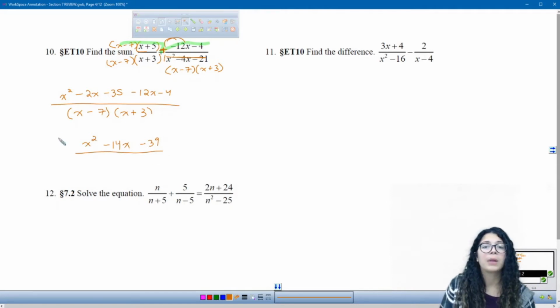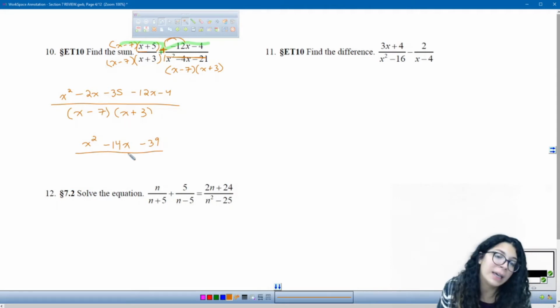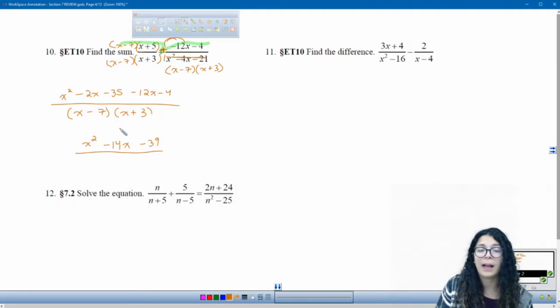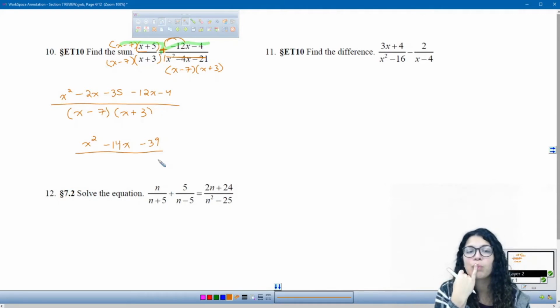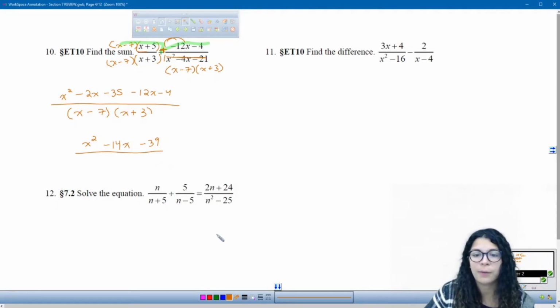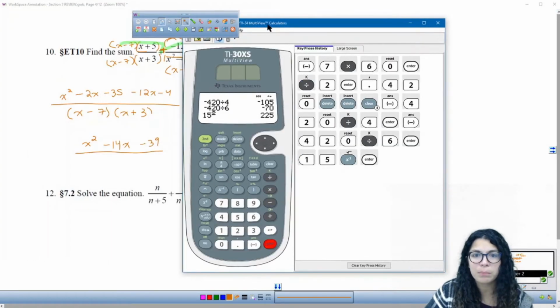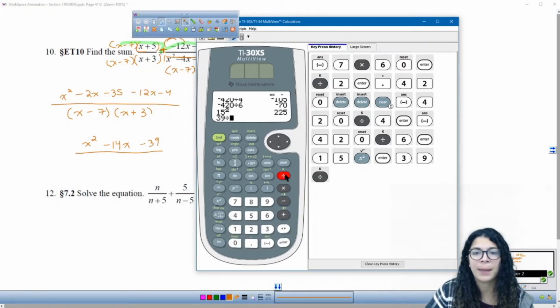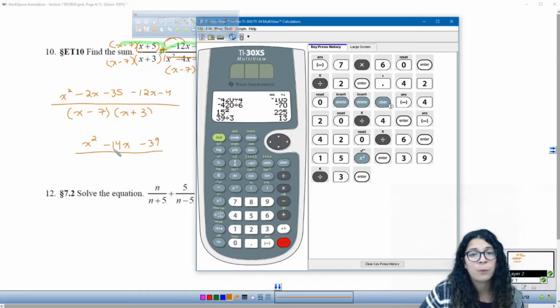And then I should try to factor this numerator to see if there's an x minus 7 factor or an x plus 3 factor. But the numbers that multiply to negative 39 would be negative 3 and 13, right? If we can use our calculator, 39 divided by... it doesn't divide by 2 obviously because it doesn't end in an even number. But 3 and 13, that would not add to negative 14, okay?